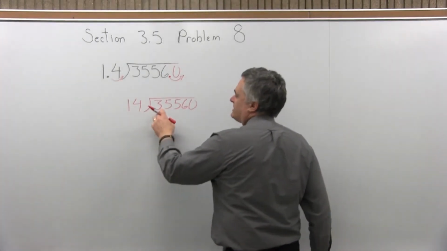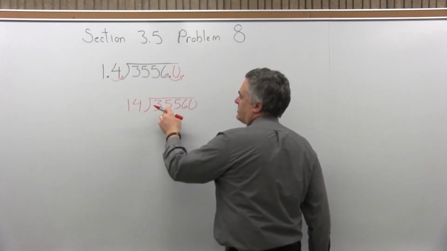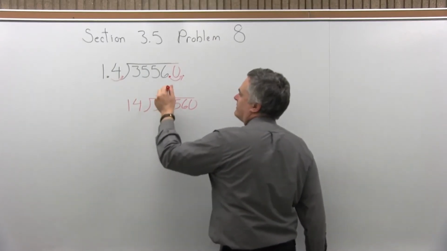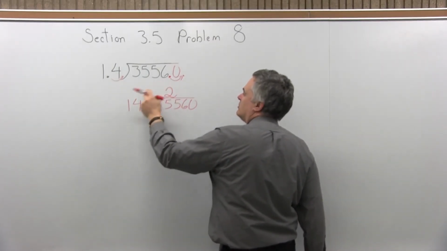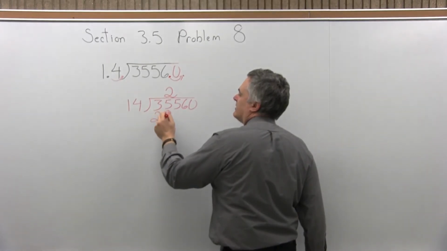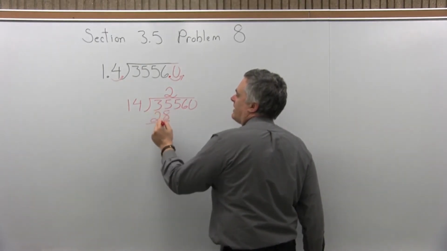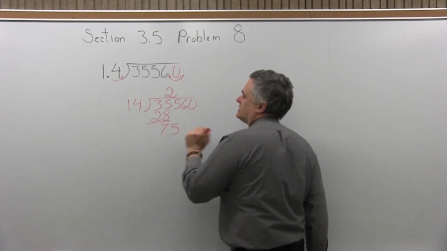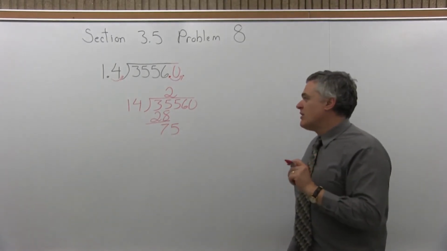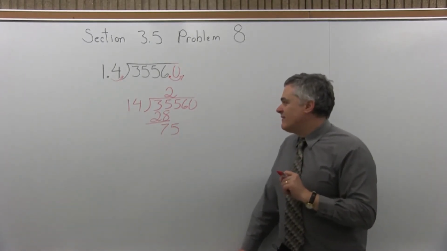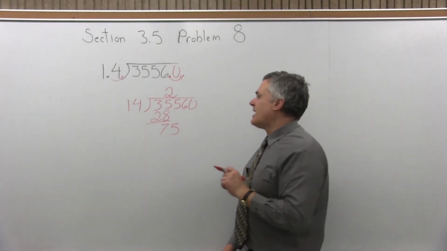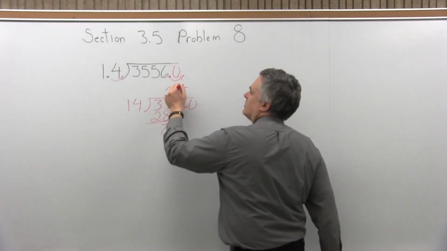So 14 divides into 3, it won't fit in the 3. So go to the next digit. 14 divides into 35. It'll go in 2 times. 2 times 14 is 28. 35 minus 28 is 7. You can bring down the next digit, which is a 5. So now 14 divides into 75.